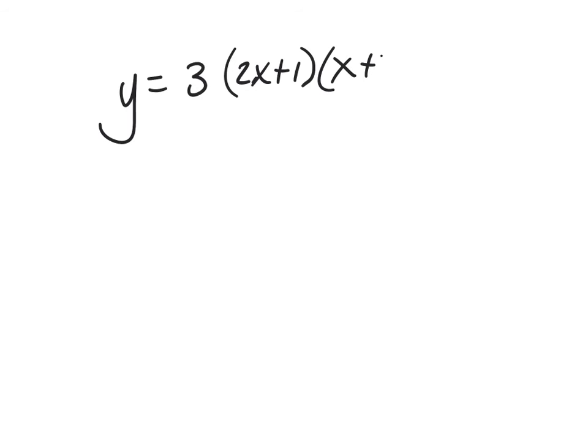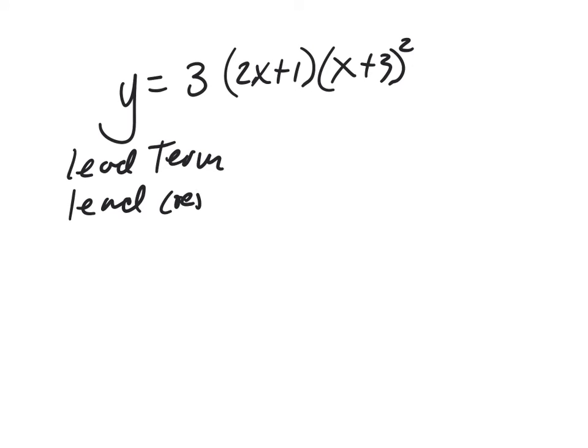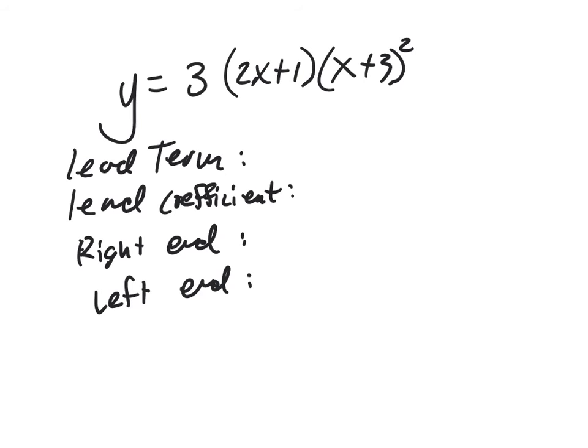All right, so here's one like that. Last one, and it's the last weird one. Let's say I had y equals 3(2x + 1)(x + 3) squared. Here are the things they could ask you. What is the lead term? What's the lead coefficient? That's the number on it. What would the right end do, like up or down? What would the left end do? Think about how it's the same or different, and that is coming from the power.